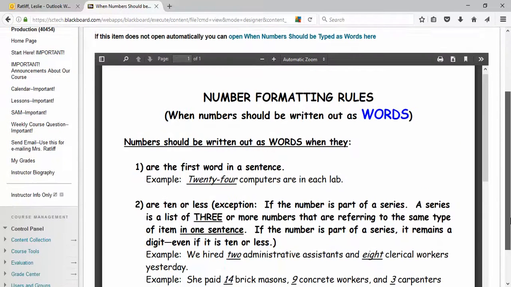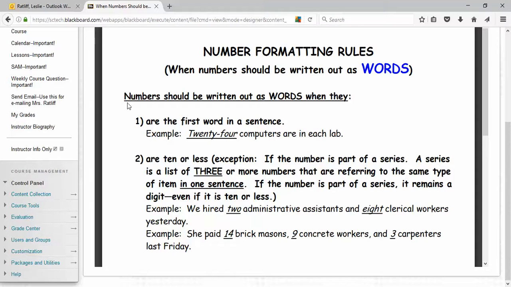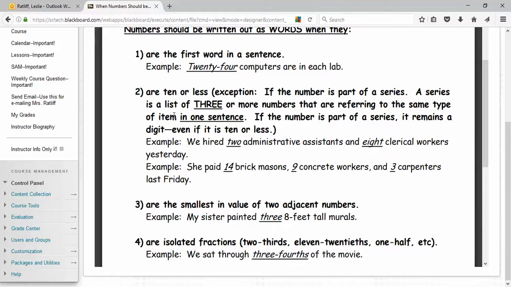Now, number formatting rules. Numbers should be written out as words when they are the first word in a sentence, because sentences start with capital letters. Duh. That's a 2nd grade rule. Numbers should be words if they are 10 or less: 10, 9, 8, 7, 6, 5, 4, 3, 2, and 1. These are the numbers that you should write out as words in a sentence. However, there is an exception to this rule. The exception says if the number is part of a series, then it should be a digit. Now, a series is defined as a list of 3 or more numbers in the same sentence that are referring to the same type of item.